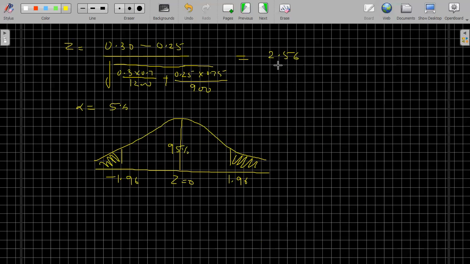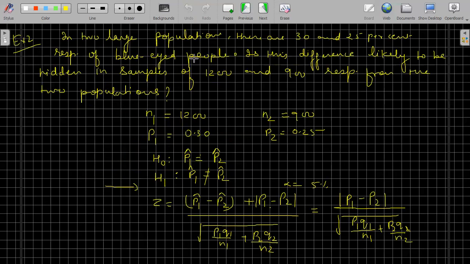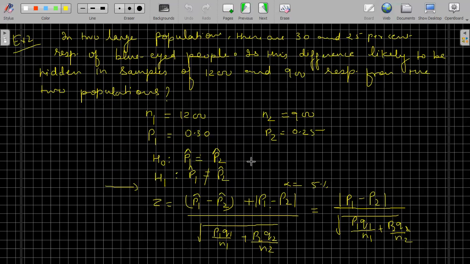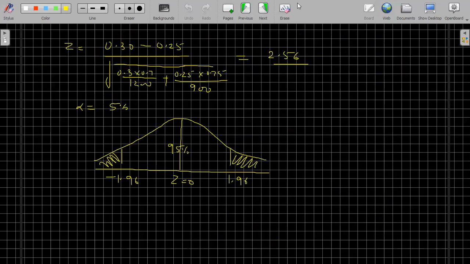The value of Z falls in the critical region. So the null hypothesis is rejected. So we can say that the difference is hidden in the sample also. Okay. जो पॉपुलेशन में डिफरेंस दिख रहा है वो सैंपल में भी डिफरेंस है.